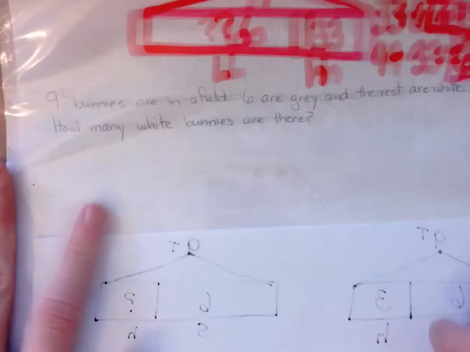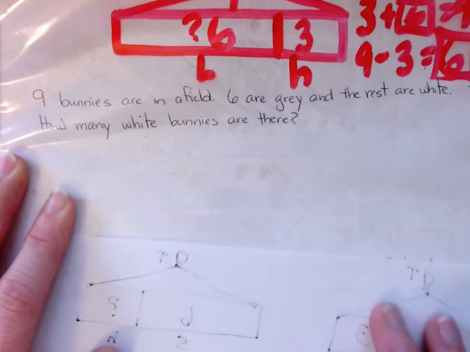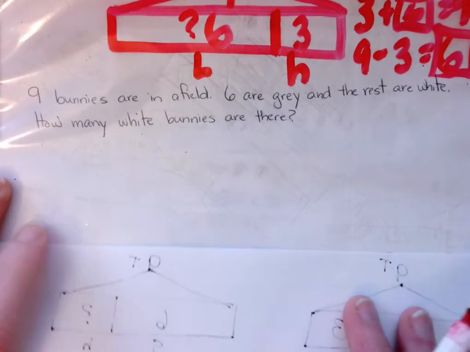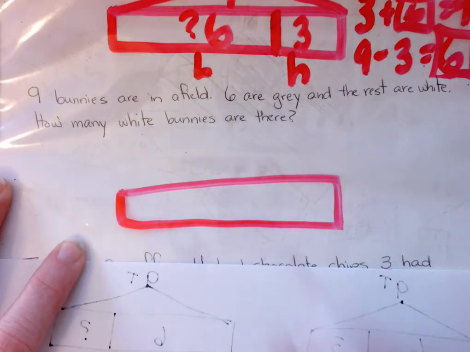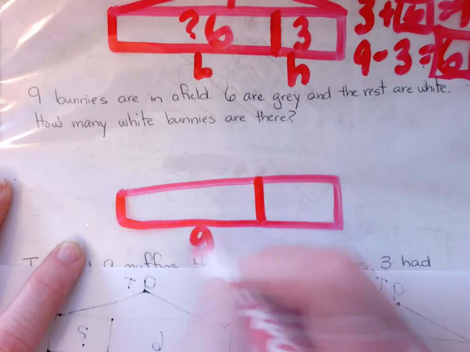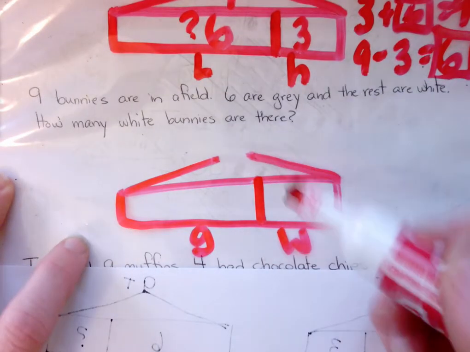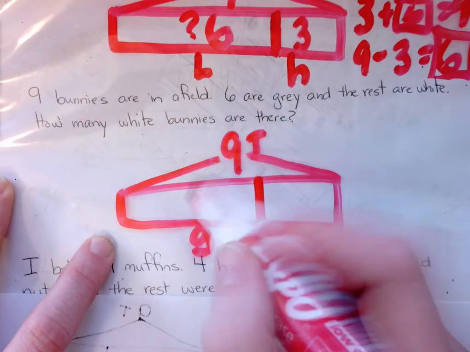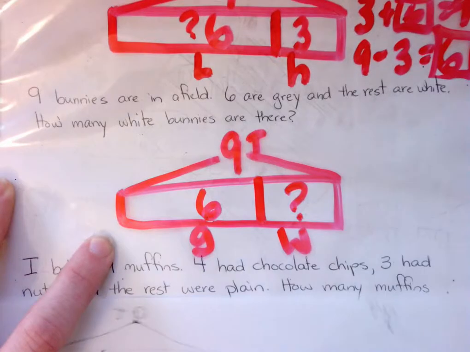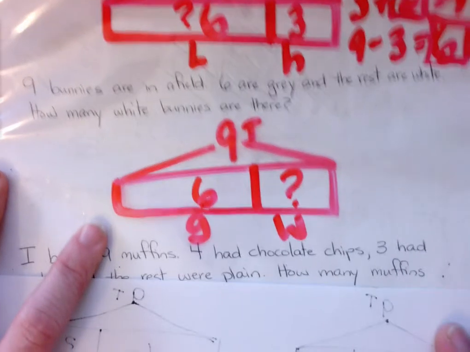We can use this same representation for put together, take apart situations where there's no action. So I have a total number of bunnies. There's a part that's gray and a part that's white. In this problem, I happen to know that there are 9 bunnies in total. I know 6 for the gray ones. I don't know how many are white. So again, I can use subtraction or addition with a missing addend, counting on.